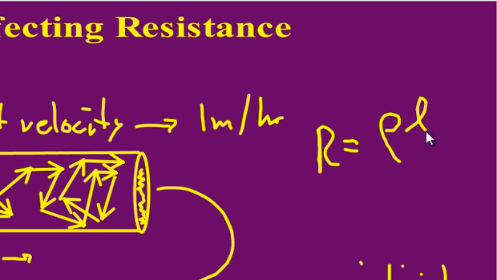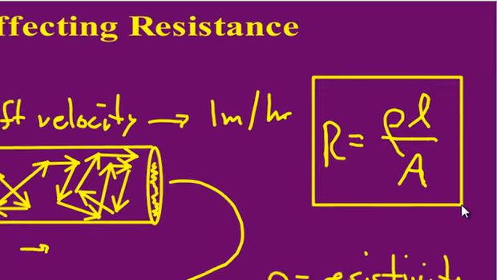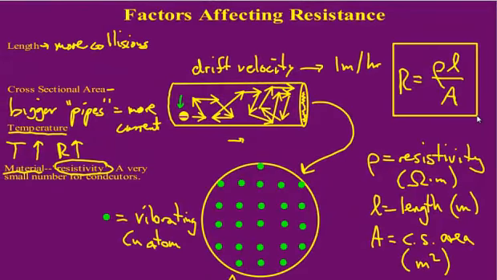So the way that we say this relationship in words is that the resistance of a material is directly proportional to its resistivity and its length. In other words, if I double the length, I double the resistance. If I double the resistivity, I double the resistance. But it is inversely proportional to the cross-sectional area. In other words, the bigger the cross-sectional area, the more room there is, so the less the resistance would be. So that's the relationship we're going to use in some problem solving.